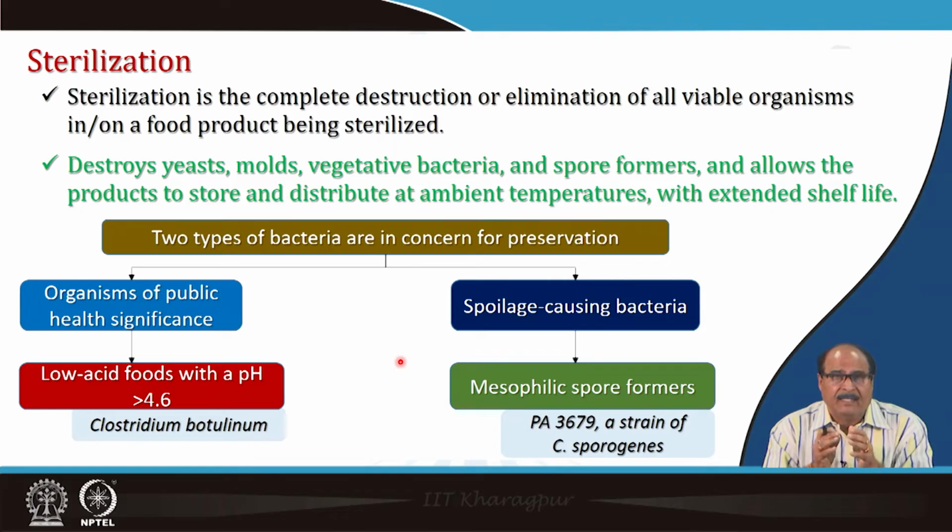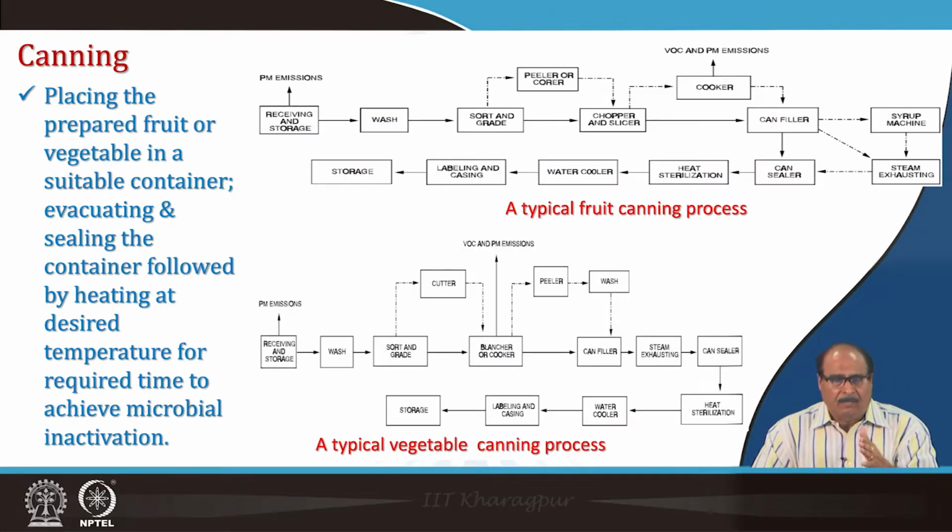Sterilization is the complete destruction or elimination of all viable organisms in or on a food product. It destroys yeasts, molds, vegetative bacteria and spore formers, and allows the product to be stored and distributed at ambient temperature with extended shelf life. As I told you earlier, there are two methods.